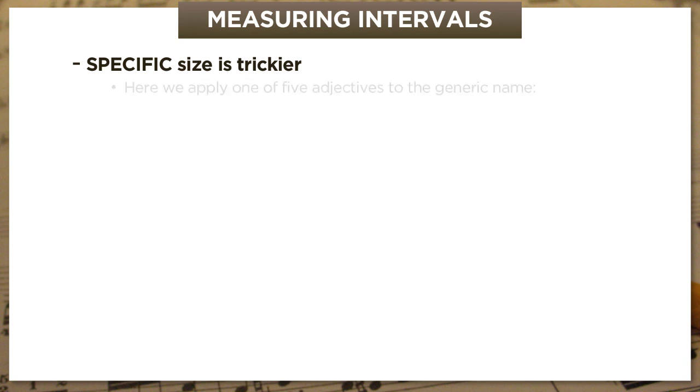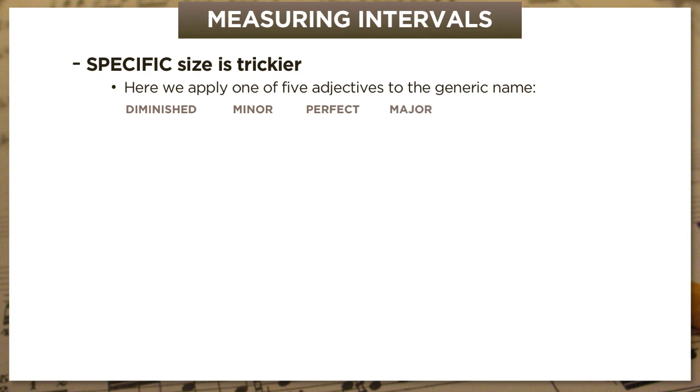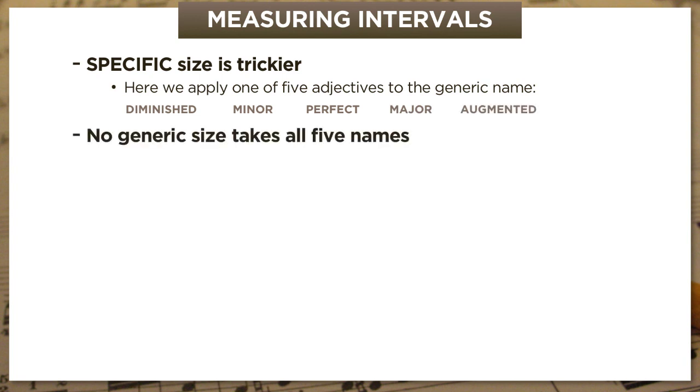Now, specific size is trickier. Specific size involves applying one of 5 adjectives to the generic name. And these 5 adjectives are diminished, minor, perfect, major, and augmented. And this gets tricky specifically because no one generic size takes all 5 names. There is, in other words, no generic size that can be diminished or minor or perfect or major or augmented. Rather, we have to think of these in terms of 2 broad families.